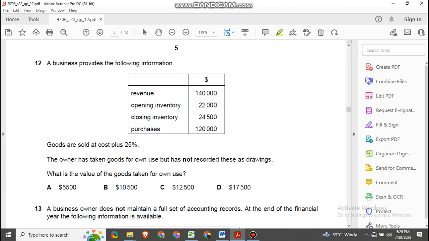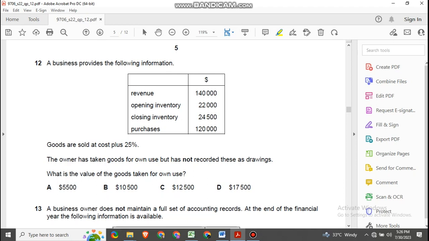Question number 12. A business provides the following information: revenue, opening inventory, closing inventory, purchases. Goods are sold at cost plus 25%. So cost plus 25% means this is markup. The owner has taken goods for own use but has not recorded this as drawings. What is the value of goods taken for own use? So we need to find out the amount of drawings. We know how to find gross profit, which is revenue minus cost of sales.